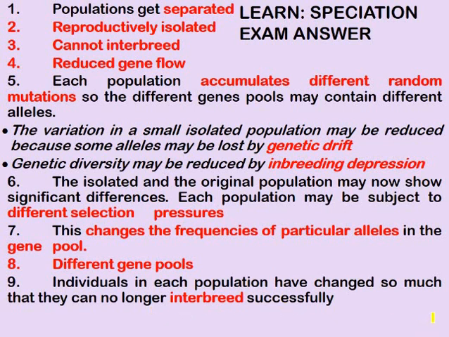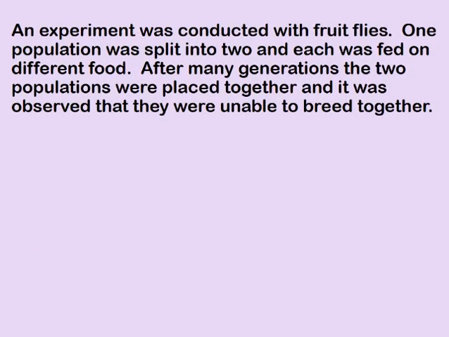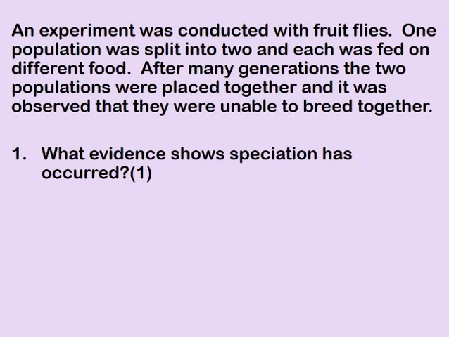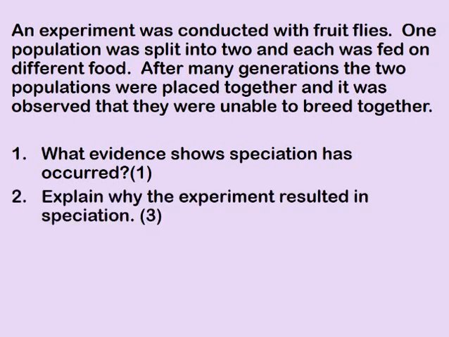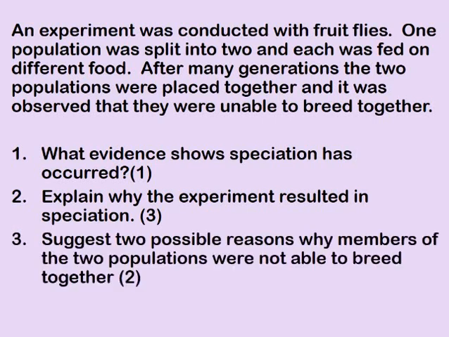Now, to check whether you can understand that, we're going to have a go at another question. An experiment was conducted with fruit flies. One population was split into two, and each was fed on different food. After many generations, the two populations were placed together, and it was observed that they were unable to breed together. The questions I would like you to answer are: what evidence shows that speciation has occurred? Explain why the experiment resulted in speciation, and suggest two possible reasons why members of the two populations were not able to breed together. If you stop the video now and have a go.